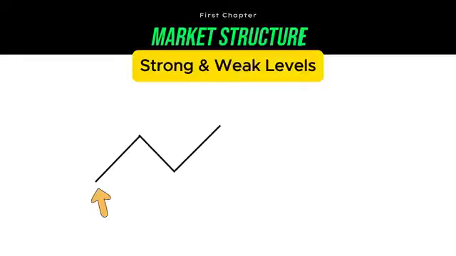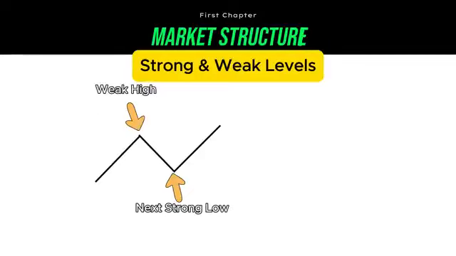This is the low of the first movement. On uptrends, we know that lows are not broken. So this is the first strong level. Then price going up, pulling back and breaking the high. So by confirmation of the uptrend, the lowest point of the pullback is the next strong low, and the high that broke is the weak high.